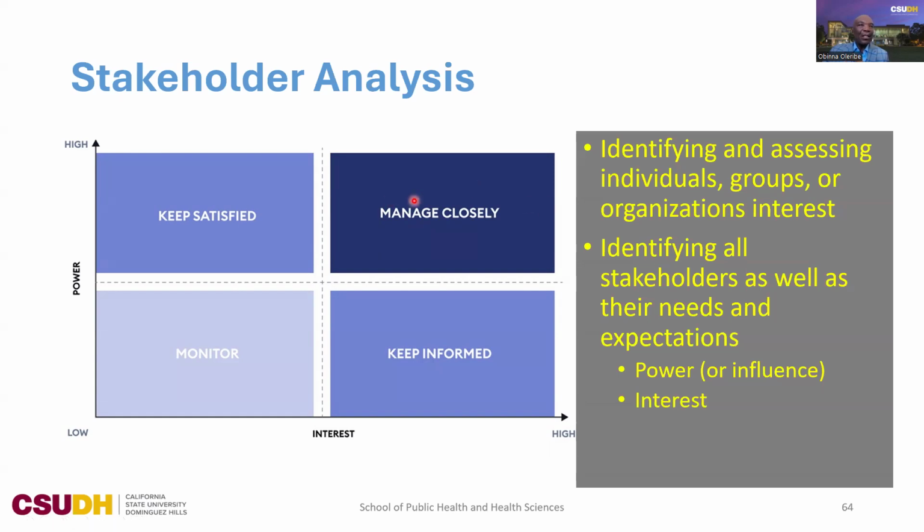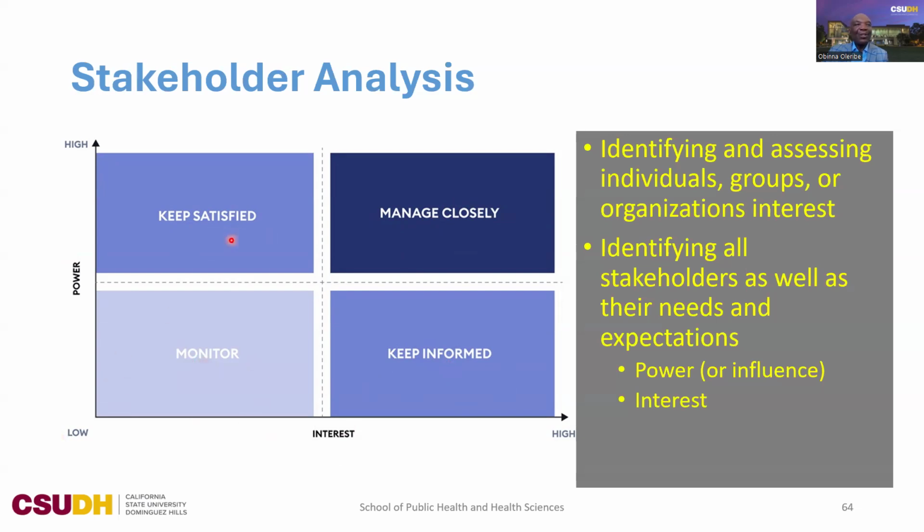You must manage them closely. If they have significant power and significant interest, you must manage them closely. Those that have significant power but little interest, you keep them satisfied. That way they will not hurt your organization. Those that have high interest but minimal power, you keep them informed. But their interest is just how much information do they need, find it and give it to them. But those that have low power and low interest, you just monitor them.